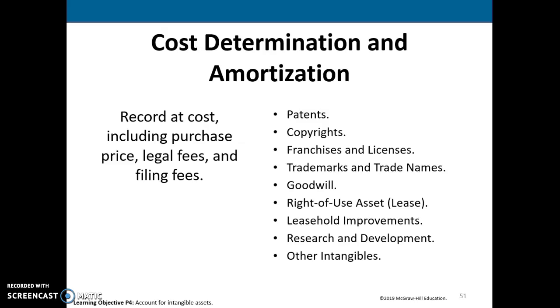And over to the right, you see some examples of some of those intangibles. They list here patents, copyrights, franchises and licenses, trademarks and trade names, goodwill, lease or right of use assets, leasehold improvements, research and development, and then we can have lots of different ones depending on the industry you're in. But we're going to include that purchase price, the legal fees, and the filing fees in our total cost.